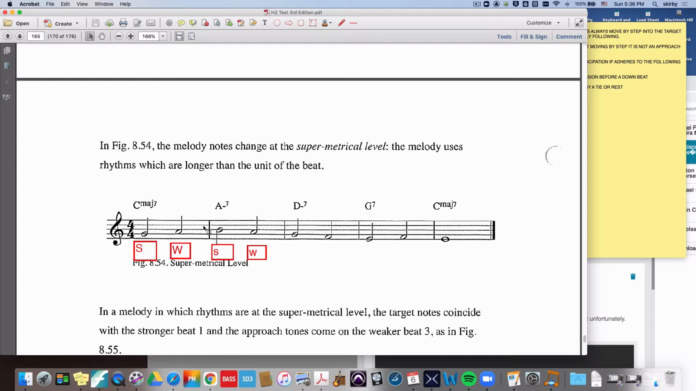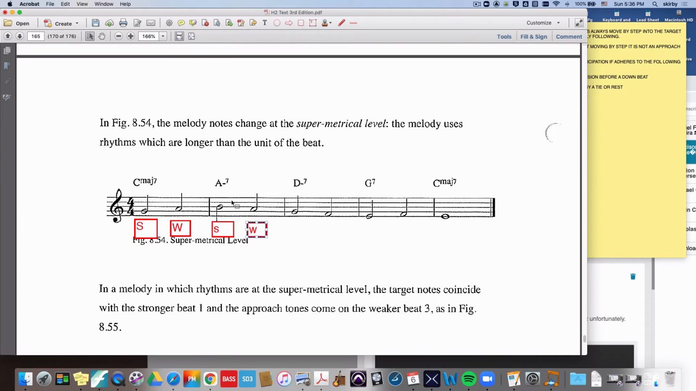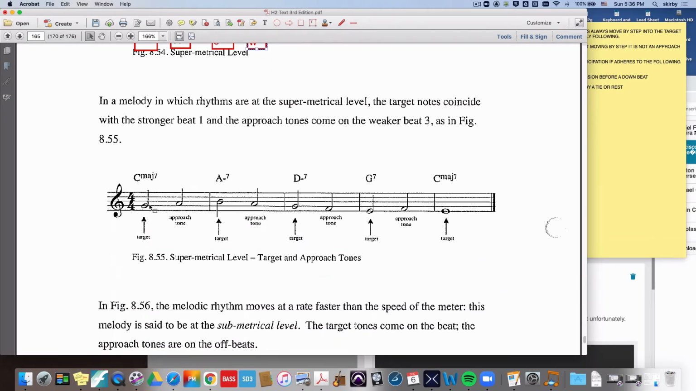Now, if the melody gets slowed down, then everything gets stretched out. So now the group of 4 occupies 2 measures, and the strong weak pattern is stretched out. So now you could have a target note on 1 and a target note on 1 over here, and then this note would become an approach note, because again, it's on the weak stress of the grouping of 4, strong, weak, strong, weak. Now, this is called the supermetrical level. This is the level that is longer note values than the level of the meter. Okay, now you can see here it is labeled target, approach, target, approach.